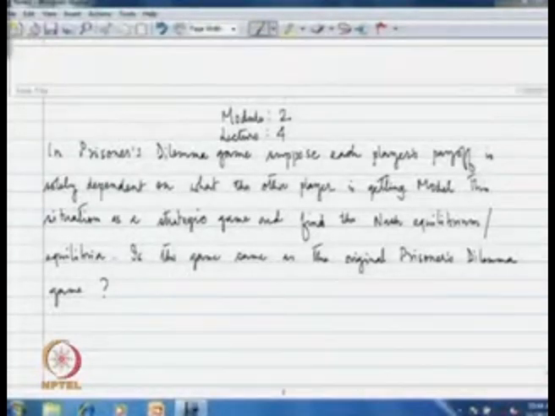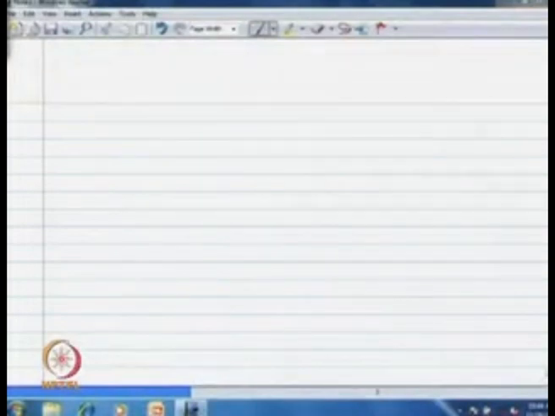So, to solve this question, let us first remember what was the basic structure of the prisoner's dilemma game. I am writing down the payoff matrix. There are these two players, player 1 and player 2, two prisoners, and they have two actions to choose from, either to confess or not to confess. Now, if both of them confess, they get 1 and 1, represented by these numbers.